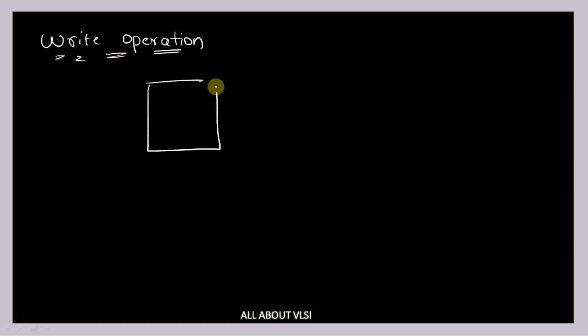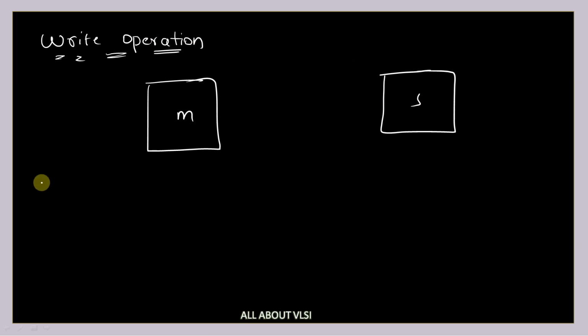Now, if I want to perform a write operation, let us try to understand how with this example. Let's say this is my master and this is my slave. Because it is a write operation, the data direction will be from master to slave. If my master wants to send any data to the slave, first of all, the master is going to provide the address information to the slave.